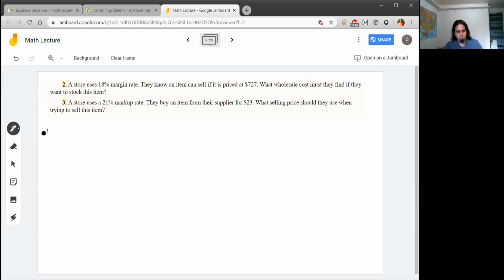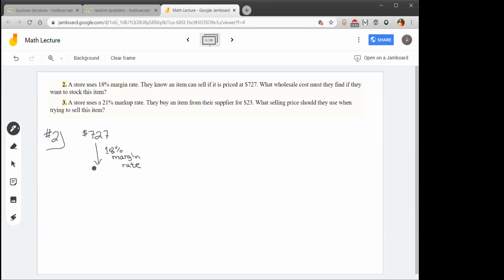So for number 2, then we have 727. It's going down, we don't know what. And this is an 18% margin rate. Is the question mark better or the empty box better? I kind of like the empty box better. Me too. So that's number 2.